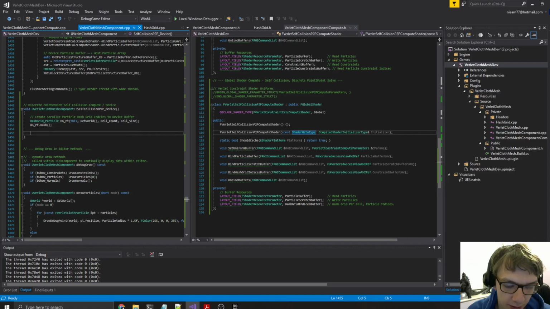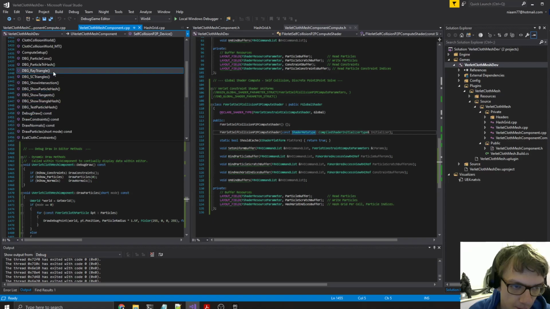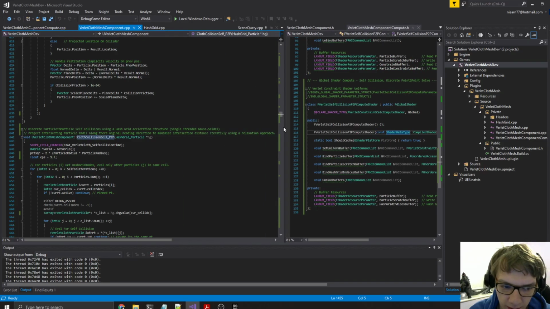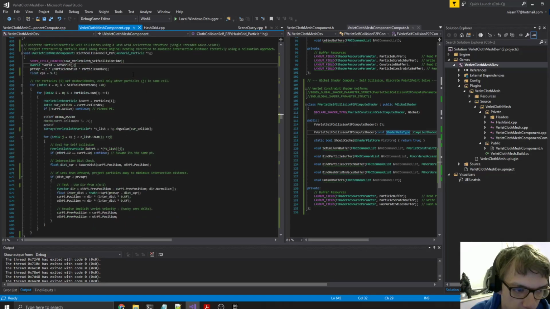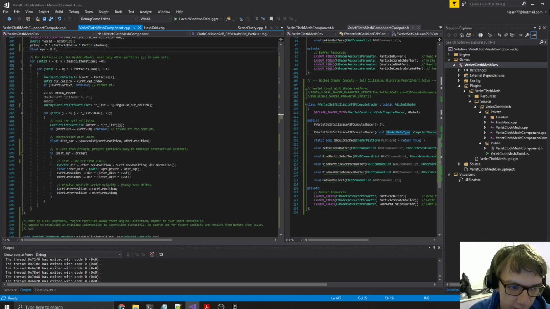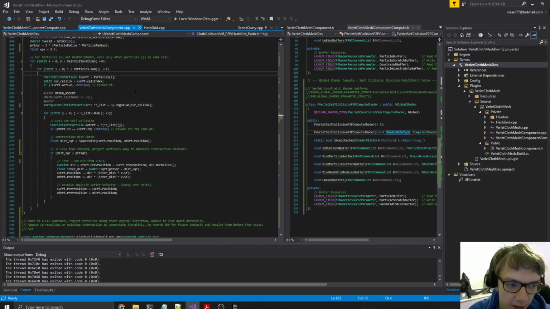So the CPU implementation is very simple. Let me just find it. This code is a mess at the minute. This is not what's going to be finally shipped per se, or when I put this on GitHub. But essentially we loop through the particles for some number of iterations. This is essentially a Gauss-Seidel style relaxation method because it has to be applied iteratively. I'll get back to that in a minute.